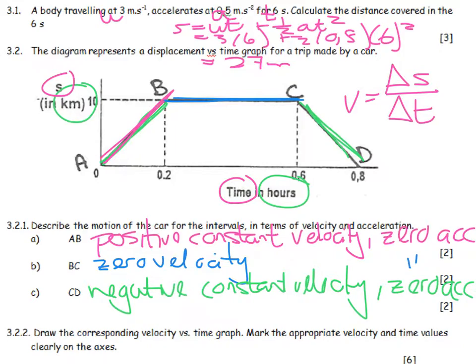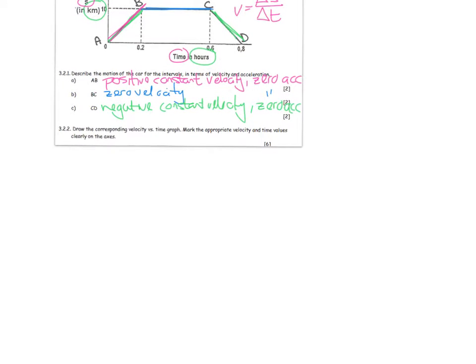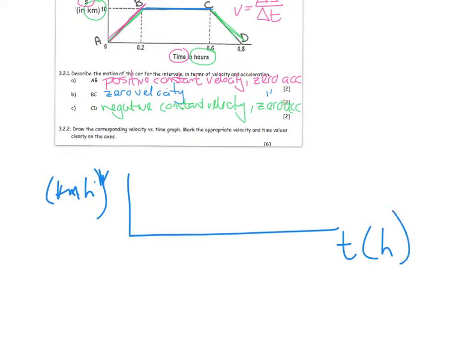Now they ask me to draw a corresponding velocity time graph for this. Now, the first thing is I need to consider what is my velocity. My velocity is going to now be measured in kilometers per hour. If you went to meters per second, you made work for yourself. Nobody said you had to. And my time is again in hours.